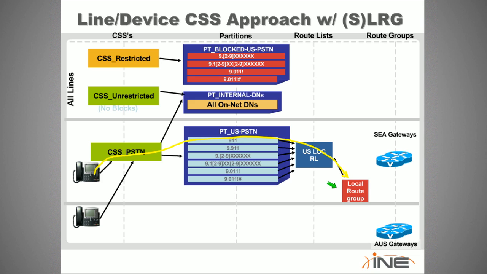Well, what if I have this dynamic entity here which says, based on who's calling, that's how I'll determine which route group to pick. Now, instead of 1,000 route lists, one for each site, I can now have one route list. One. At least for a given country or numbering plan.